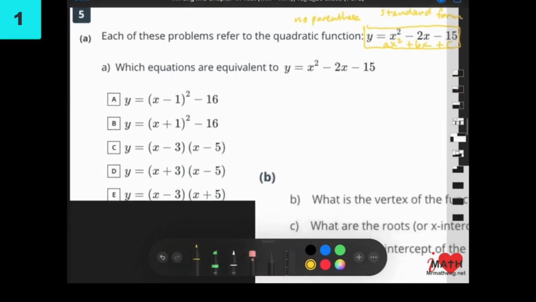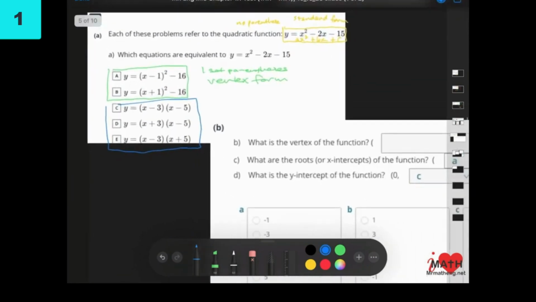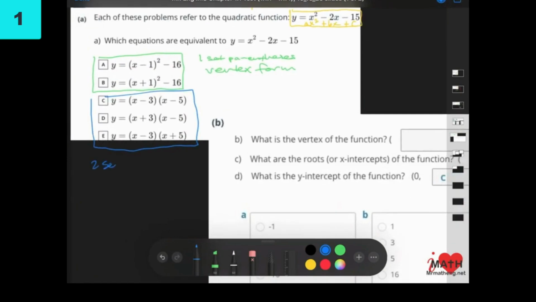Okay, let's look over here now. What do you notice about choices A and B? In green, these are one set of parentheses, one set of parentheses. What form is that? That is vertex form. And that means this leftover one here is factored form. It has two sets of parentheses. So that is factored form.